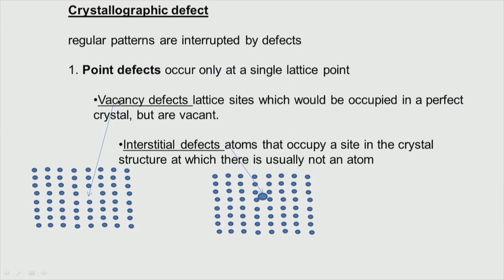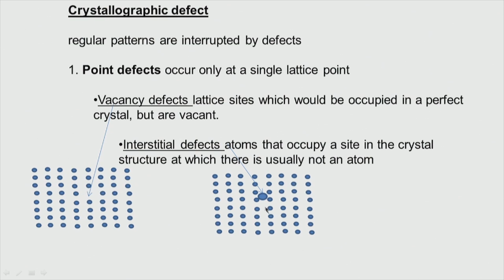So what is a point defect? That is, it happens at one single lattice point. These are called vacancy defects. Instead of having one atom there, there is no atom, there is a gap, so that is called a vacancy defect. Of course, when you have this, the structural strength goes down.